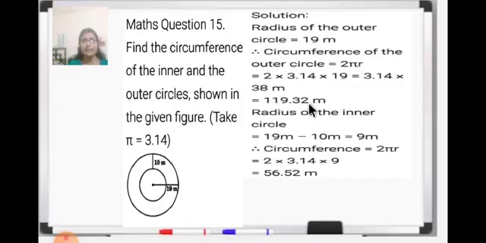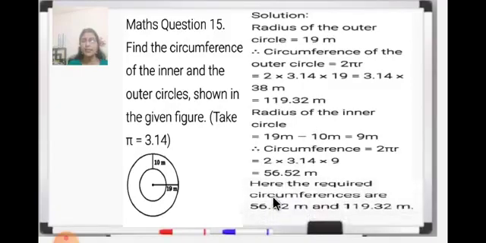One, this is the circumference of the bigger circle, outer circle, and this is the circumference of the inner circle, which you will write at the end. So here the required circumferences are 56.52 meter and 119.32 meter. Or you can write like this, circumference of the inner circle is how much you got? Inner circle is 56.52, and then you can write outer circle 119.32 meter.